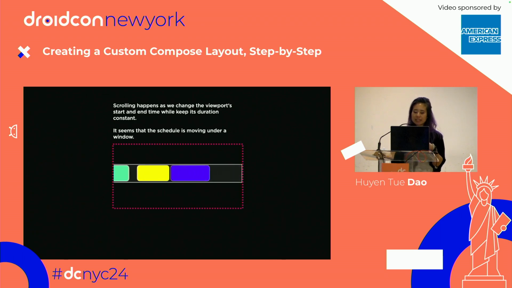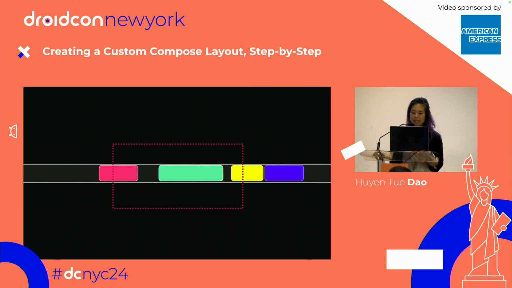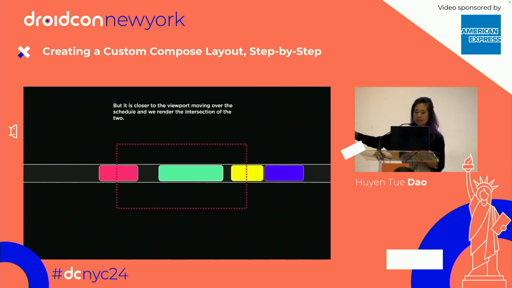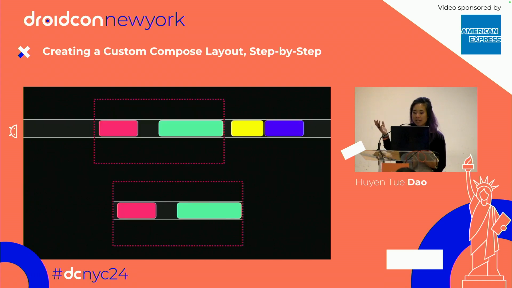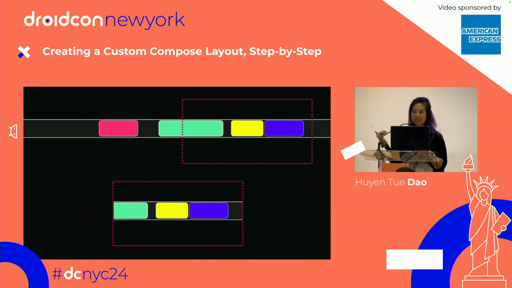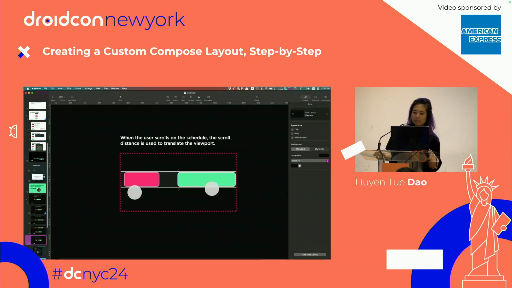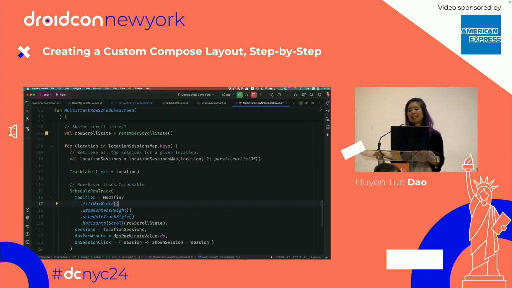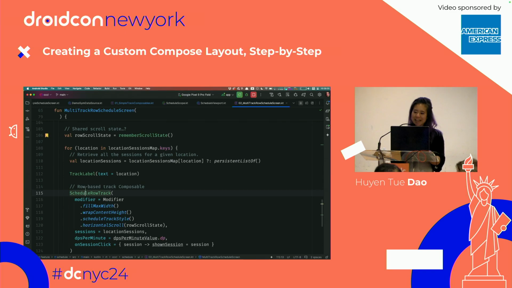What's going to happen is it looks like the schedule is moving under the window, but what's actually happening is this. Like in the code, this is what's happening, right? But what users will see is this, okay? So, oh my gosh, I only have 3 minutes left with y'all. I'm going to speed run this.